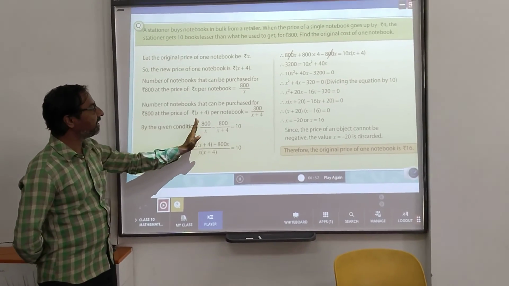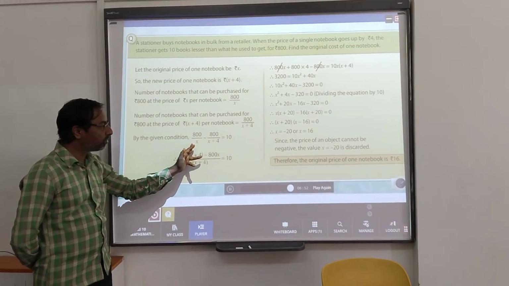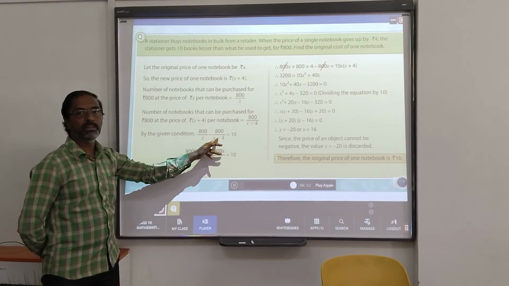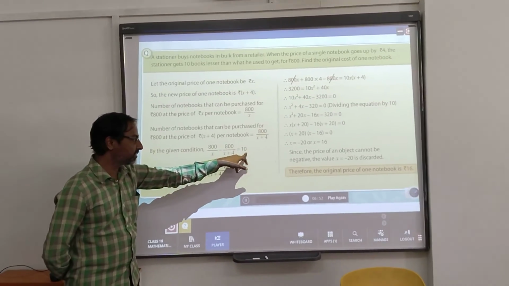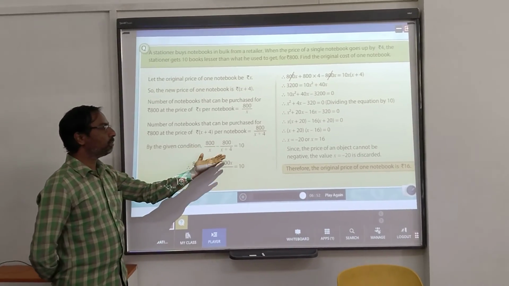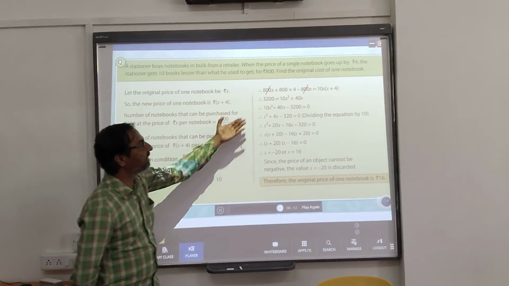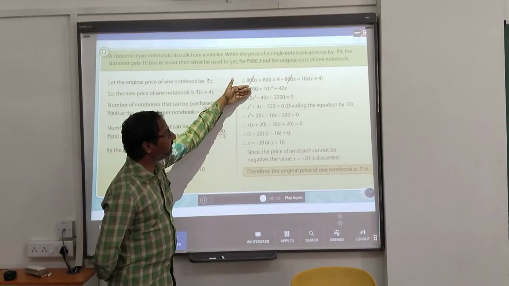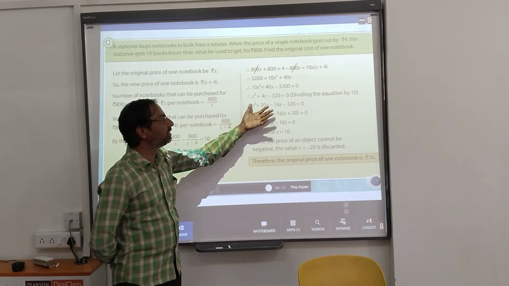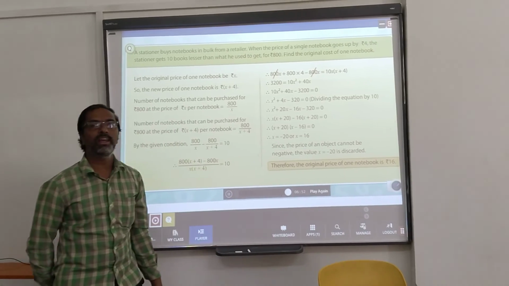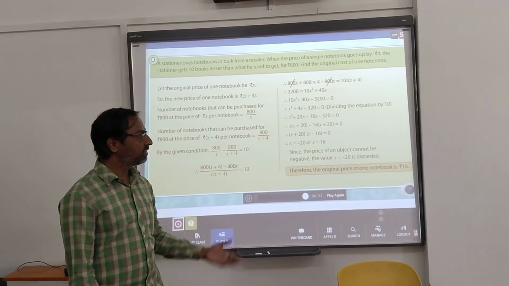So that's why we take how many he purchased before minus how many he purchased later, and that difference is 10. And next, as usual, by taking the LCM, we get a quadratic equation and we'll solve this equation. Either you can solve it by splitting the middle term, like it is shown here, or you can use the formula method. Fine.